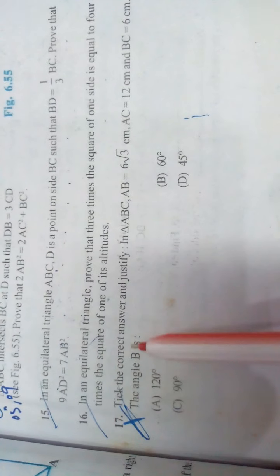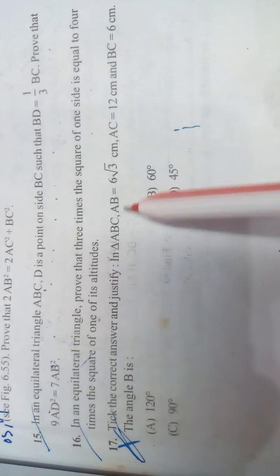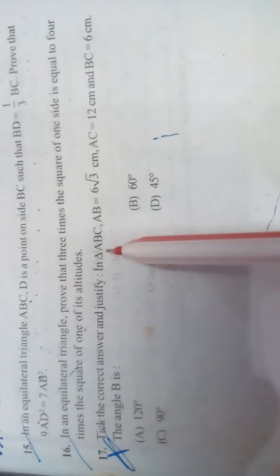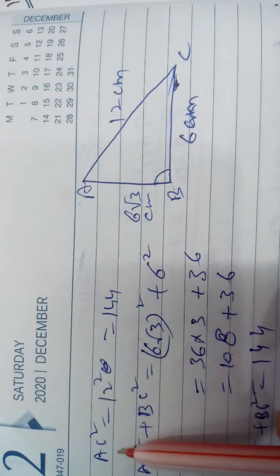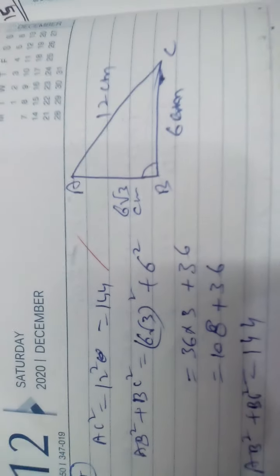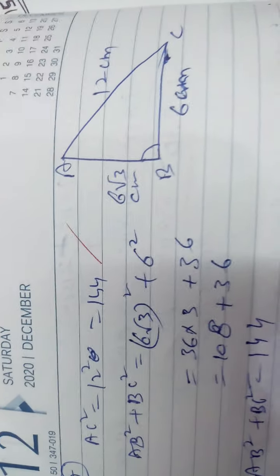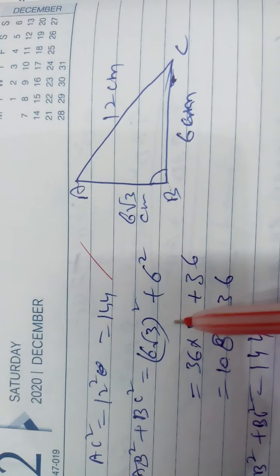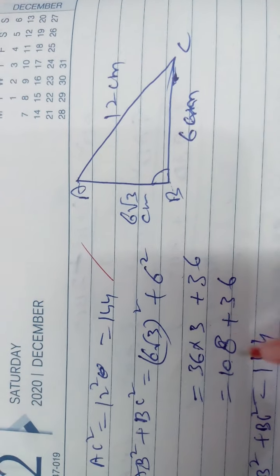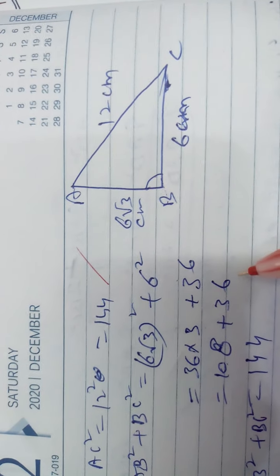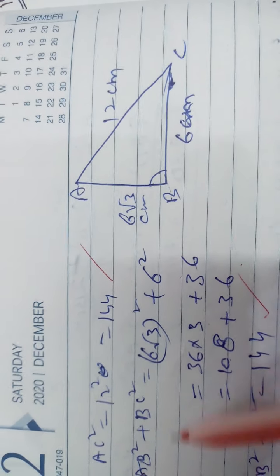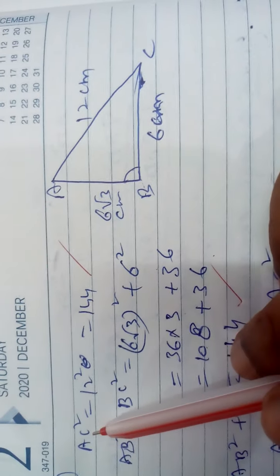Now, the last question, question number 17. Take the correct answer and justify: in triangle ABC, what is angle B? It is an optional question. You want angle B, so it will be 90 degrees by Pythagoras. You draw the figure ABC. Apply the longest side square like a Pythagorean triplet: 144. And AB square plus BC square is (6 root 3) square plus 6 square, 36 into 3, 108, and here 36. The sum of these two you are getting is 144.